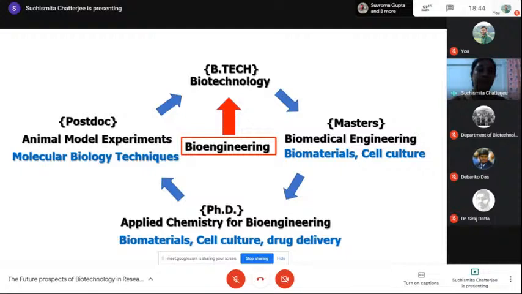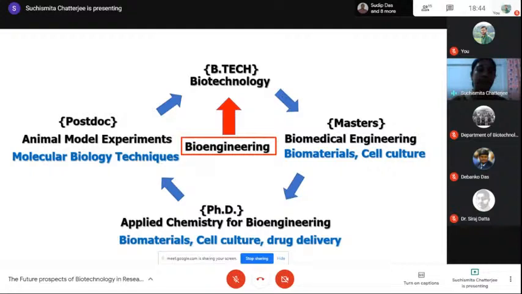And in my postdoc, I'm now doing experiments in an animal model. I'm developing some navigator molecule, for which I need molecular biology techniques, and also cellular culture experiments, basically animal cell culture experiments. For those experiments I need the knowledge of biotechnology. So biotechnology is very important, it has a very important role in continuing research in the bioengineering field.